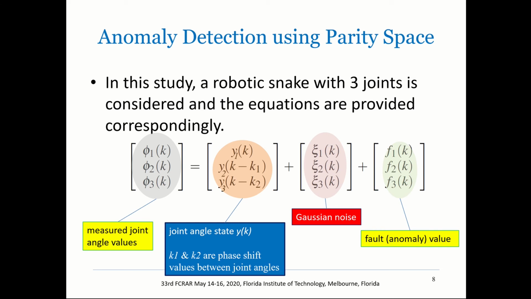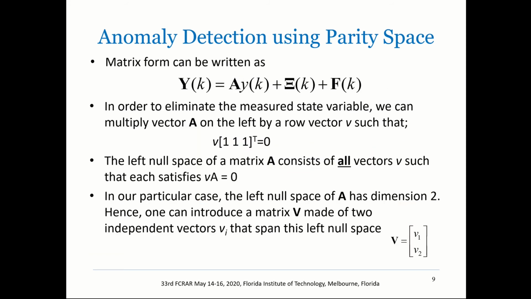You have the measured joint angles phi 1 through 3 on the left, and the measured joint angles equal the combination of the joint angle states, the Gaussian noise, and the fault values. Also to note, K1 and K2 are the phase shift values between the joint angles. In matrix form, this is the following way: z_k equals A of y_k plus epsilon_k plus f_k. In order to eliminate the measured state variable, we can multiply vector A on the left by row vector v such that the following.